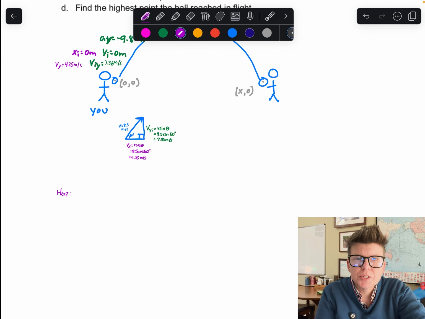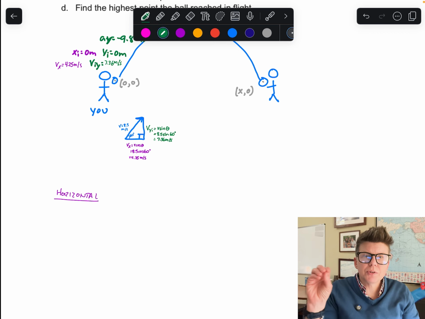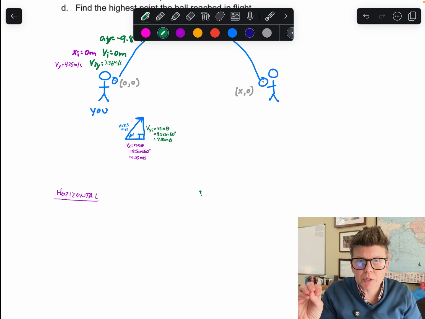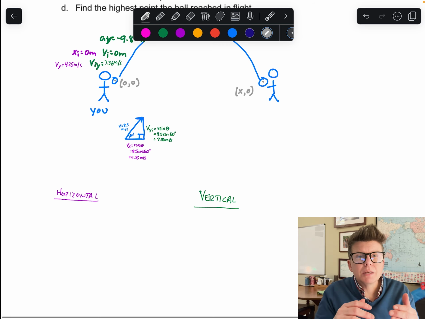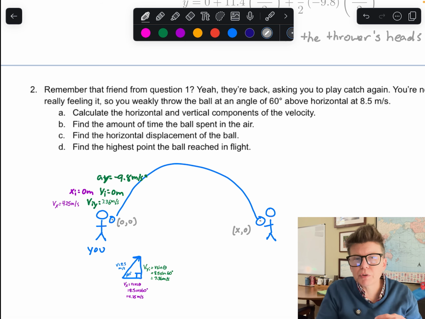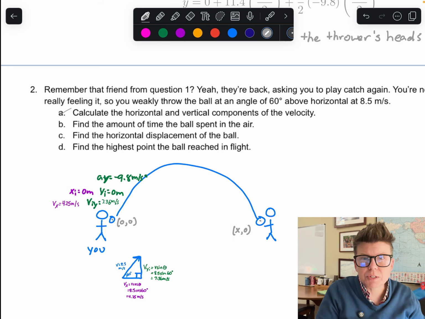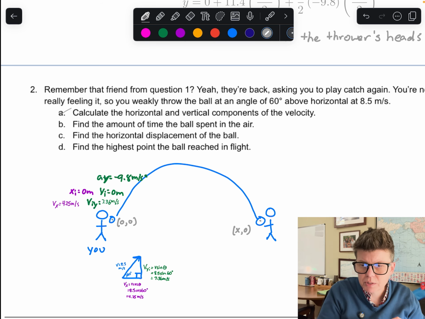Part B of the question says find the total amount of time the ball is in the air. So I'm going to consider that initial state at the time that the ball is thrown until that final state, until the ball is caught. Time in the air is often a calculation done with vertical information. Let's head that way first and see if we have enough information to answer it.